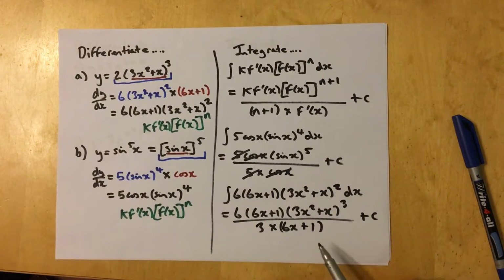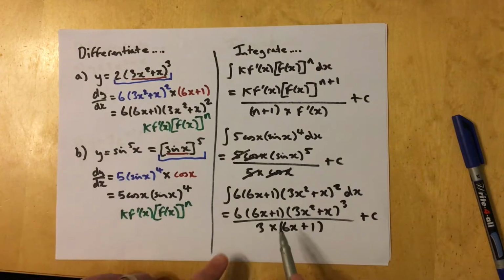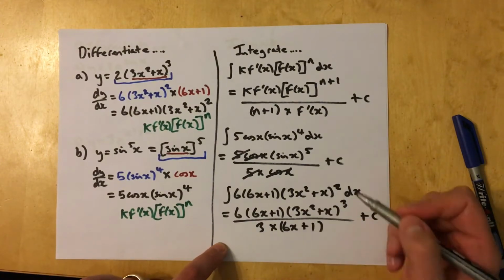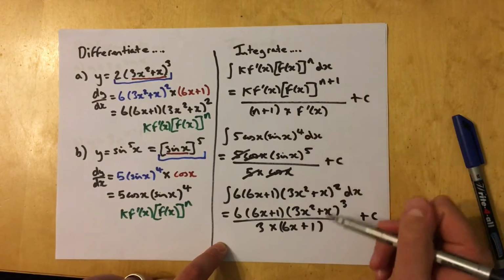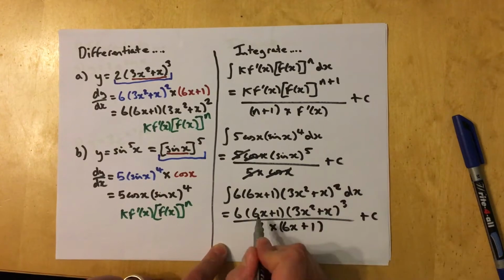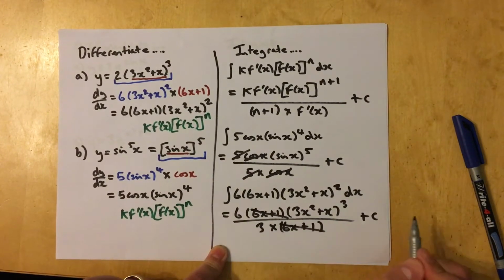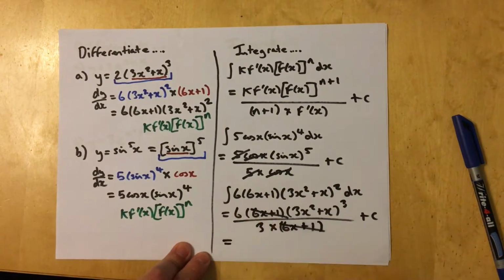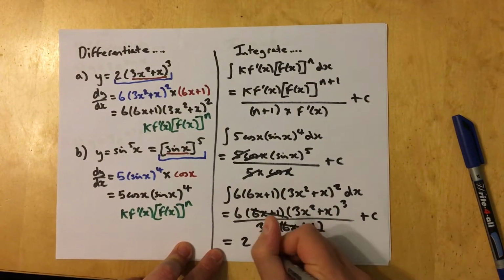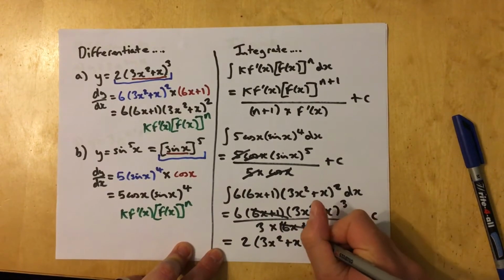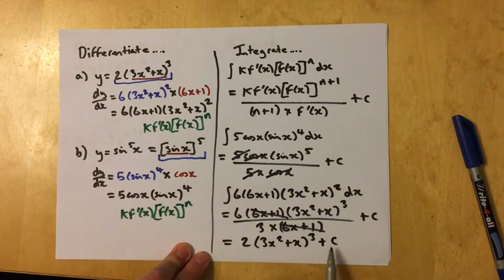Now at this point the question's basically cheering you on, saying you're on the right tracks, because we end up with this lovely bit of cancelling here. If we didn't end up with this cancelling, we would end up with a function that we wouldn't differentiate by the chain rule. When we're using this method, we should end up with a final answer which is something we would differentiate using the chain rule. So because these 6x plus 1s cancel each other out, that's telling me you're on the right tracks. Okay, so then we're going to have 2 lots of 3x squared plus x all cubed plus c, which is what we started with.